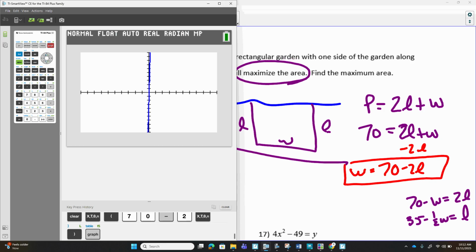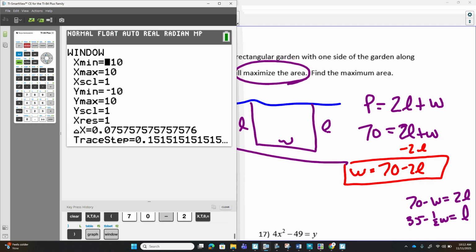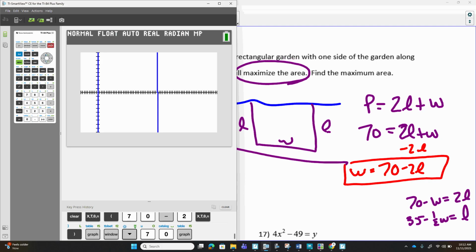One thing is I know my x is my length of my fence, correct? I only have 70 feet of fence. So if I made my window and I made my x 70, there's no way we're going to get 70, because I'm not going to stretch. That's just completely stretched out. So I'm guaranteed it's going to be in the boundaries there. So when I hit graph, as you can tell, it's in there, okay?